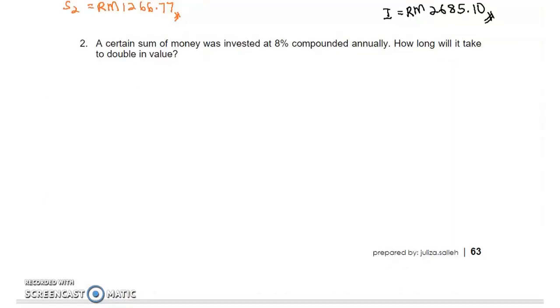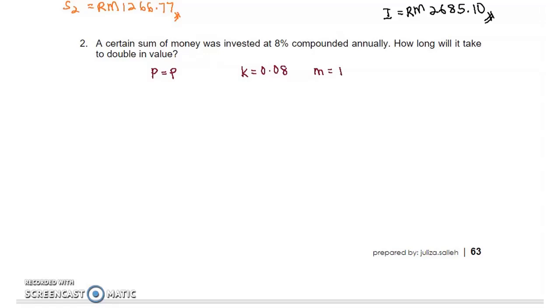Okay, now look at number 2. A certain sum of money was invested at 8% compounded annually. So we do not know what is value P. Okay, a certain sum of money was invested. So let's say the amount that we invest is value P. The value is unknown. At 8% compounded annually, k equal to 0.08. So if compounded annually, m equal to 1.